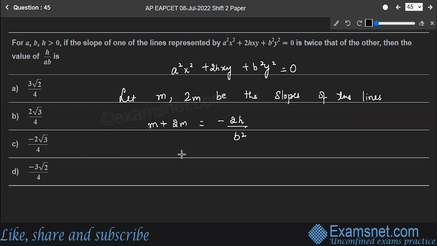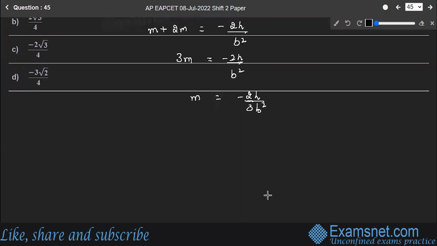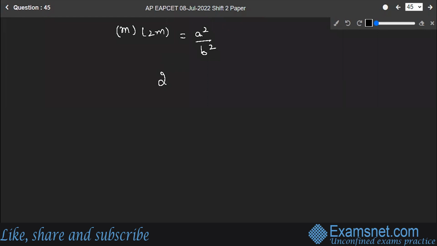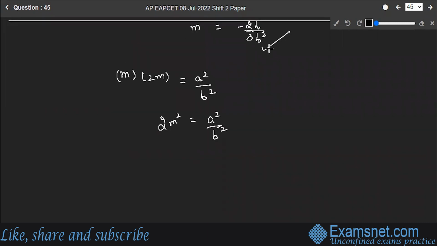Also, let's solve it further. 3M will be equal to minus 2H upon B square, or M will be equal to minus 2 by 3 H upon B square. Also, the product of the slopes, that is M into 2M, will be A square upon B square, or 2M square will be A square upon B square. M we just solved, right? M is equal to minus 2H upon 3B square.